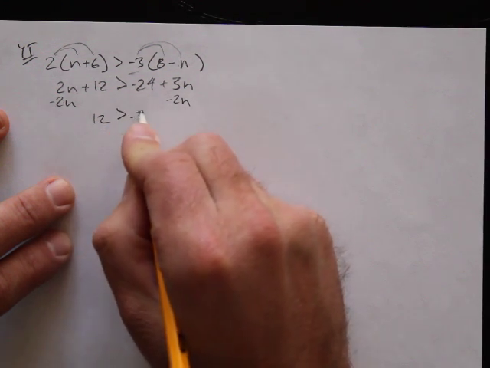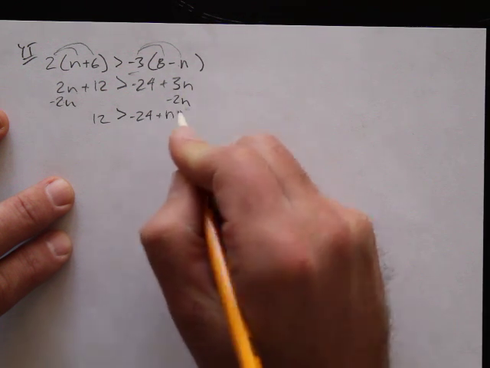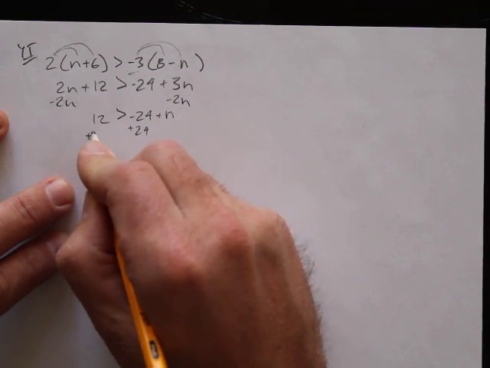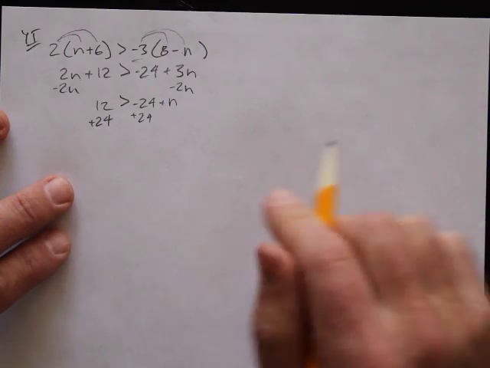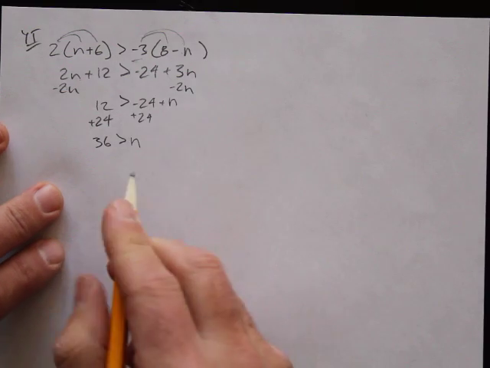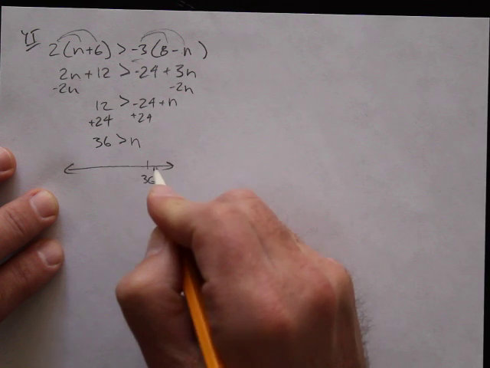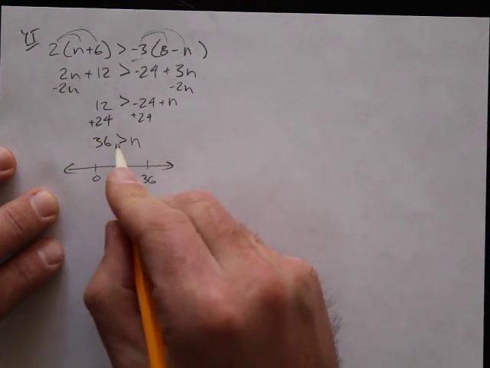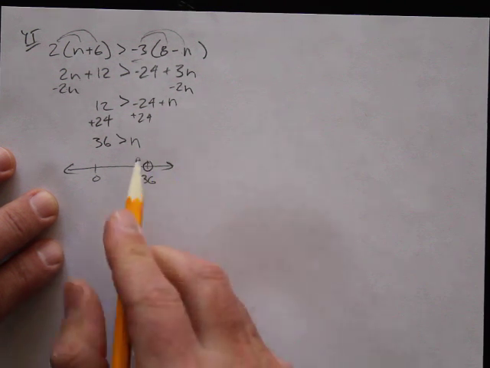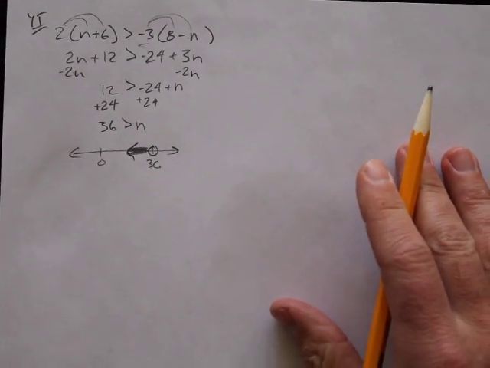12 is greater than negative 24 plus 3 minus 2, which is 1n. Now I'm going to add 24 to each side to get n by itself. Adding 24, that's 36 is greater than n. We need to graph that. Here is 36 way over here. Here is 0 way over here. N is less than 36. So I've got an open circle because 36 is not included, and I shade it to the left. Hopefully you got that right.